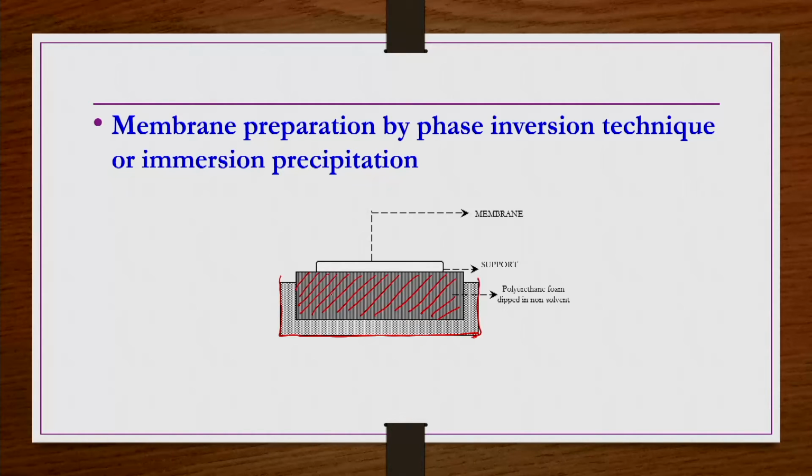So then what happens is, all the porous structure of this foam will be occupied by the non-solvent because of diffusion. Initially there is no non-solvent in the porous structure of the foam. Then when it is dipped in the container in which the non-solvent is there, that porous structure of the foam will be occupied by the non-solvent.